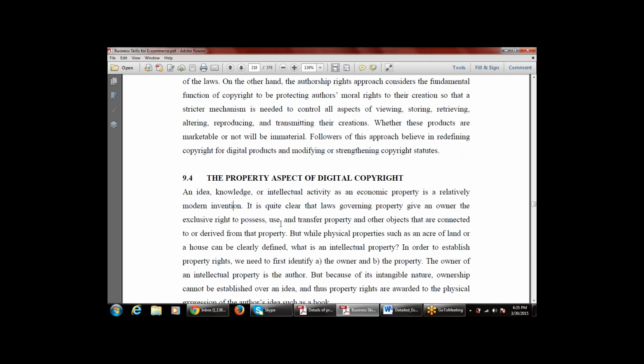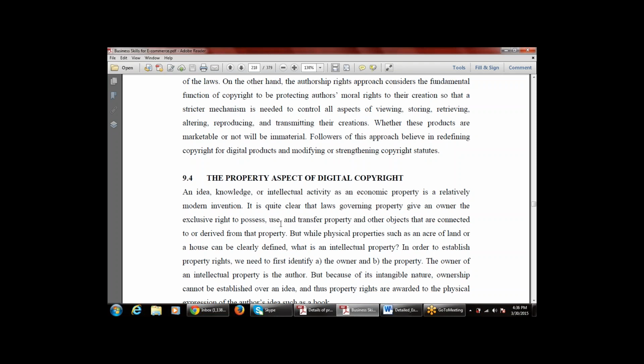But while physical property such as acres of land or a house can be clearly defined, what is an intellectual property? In order to establish property rights, we need to first identify the owner and the property. Whenever I want to use property rights, it's better to first identify who is the owner of the property and what is the property. It may be a land, a building, or a machinery.